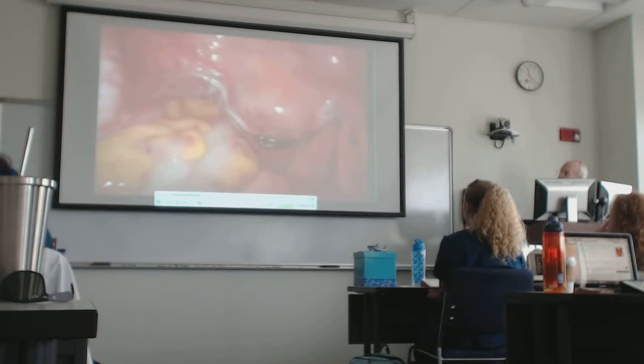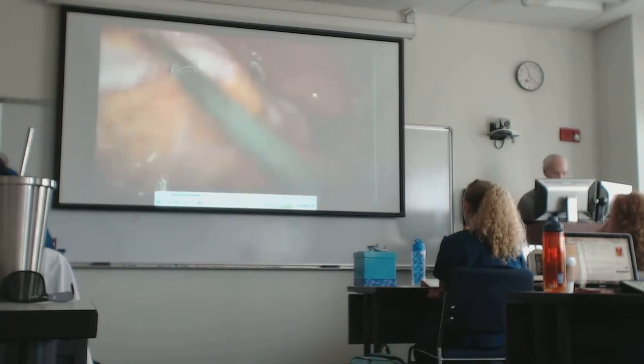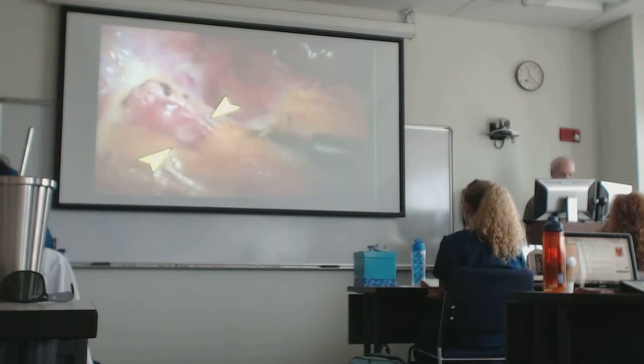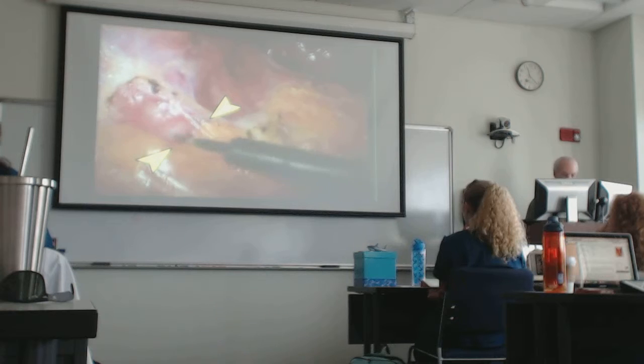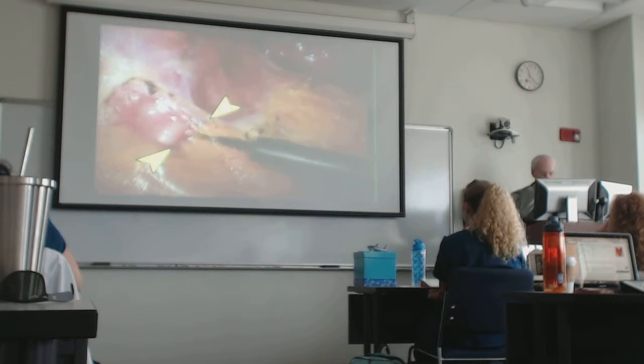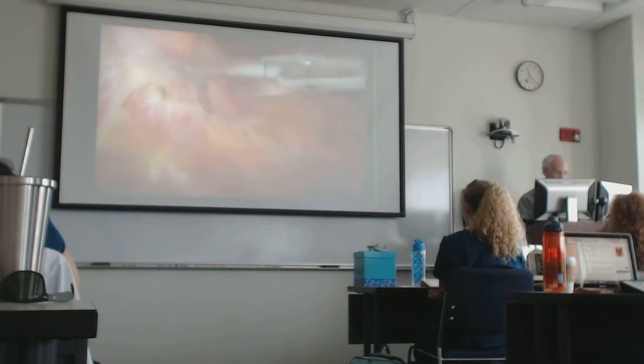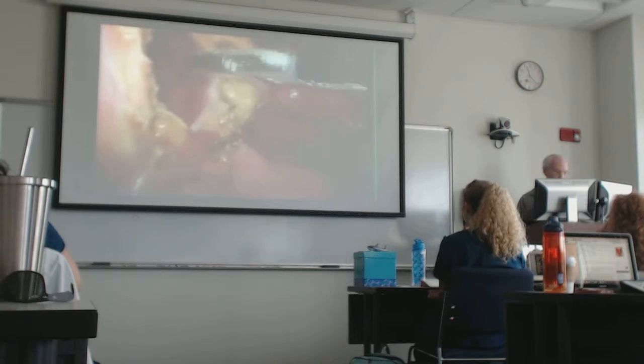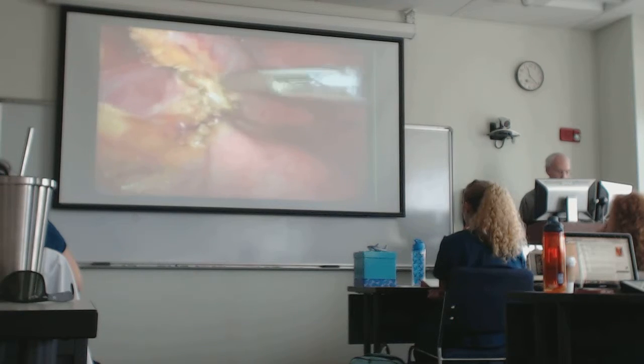Initially, the sigmoid is retracted upward and out of the pelvis. The left lateral attachment is opened first. The left ureter here is identified and carefully preserved. Then the right side similarly. The bowel is then encircled posteriorly and the dissection continued into the pelvis.